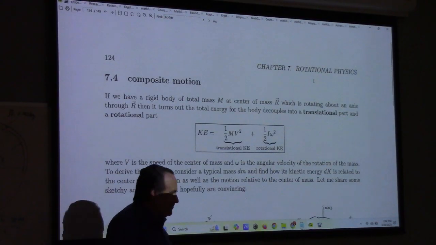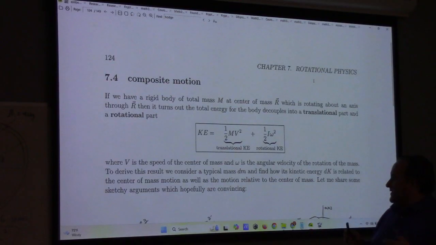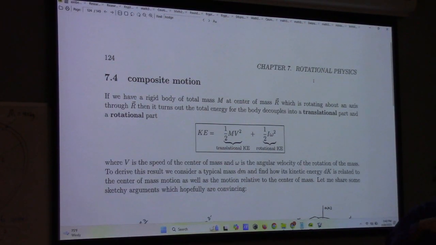So next up, I want to talk about composite motion, which is to say that we've got a combination of translation and spinning, all right? We're going to derive, over the next page and a half of my notes, this formula: the kinetic energy for a mechanical system formed by a rigid body translating and rotating corresponds to two pieces: the translational kinetic energy, which is 1/2 the total mass times the velocity of the center of mass squared, plus 1/2 I omega squared, which we call the rotational kinetic energy.